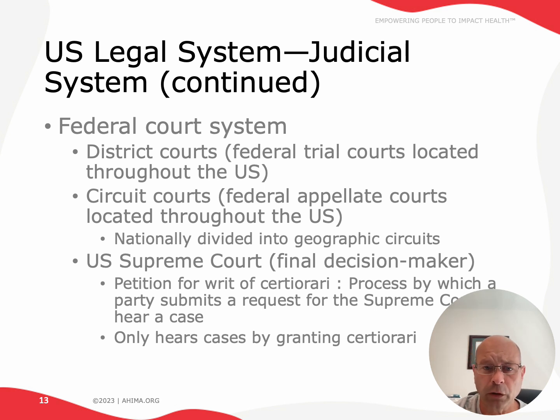From there, we have the circuit courts, which are the federal appellate courts. In this country, it's divided into geographic circuits. Each circuit covers multiple states. And then finally, we have the U.S. Supreme Court, the final decision maker for all U.S. law. It only hears cases by granting certiorari, agreeing to hear the case. Most cases never make it to the Supreme Court.